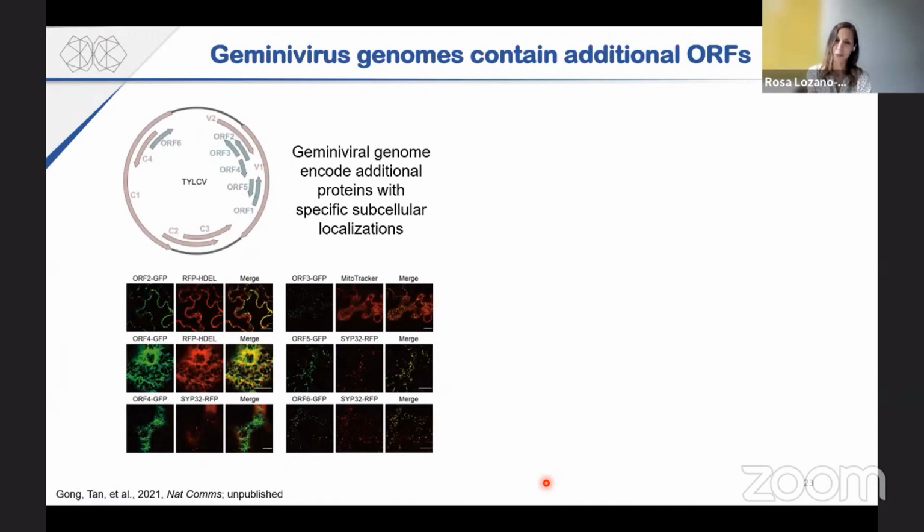This gets even more complex if we take into account that we, in collaboration with Shui-Ping Zhou and Fan Li, as well as others, have recently described that there are novel proteins encoded in viral genomes. These novel proteins can be detected during the infection, and they display specific subcellular localizations. And I think that it is very possible that geminiviral proteomes have been underestimated by at least 50%.